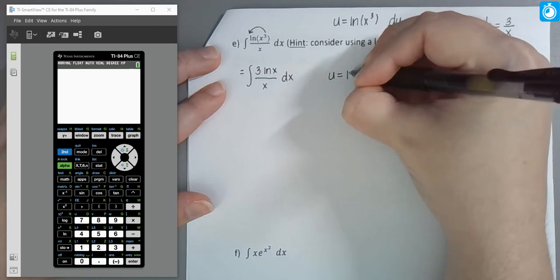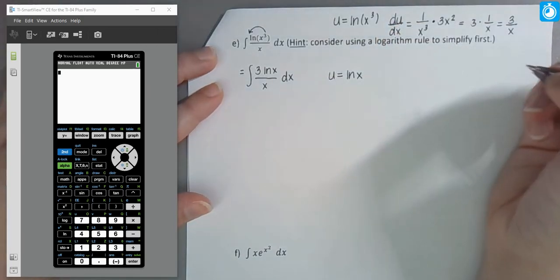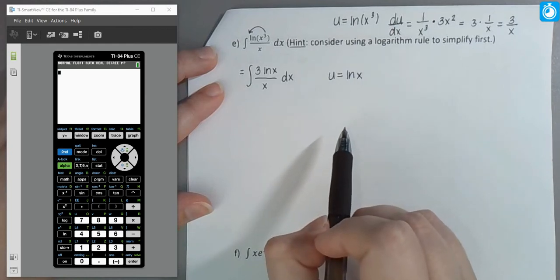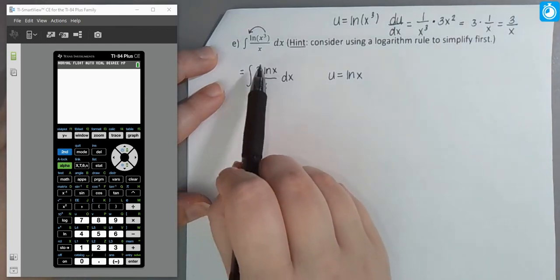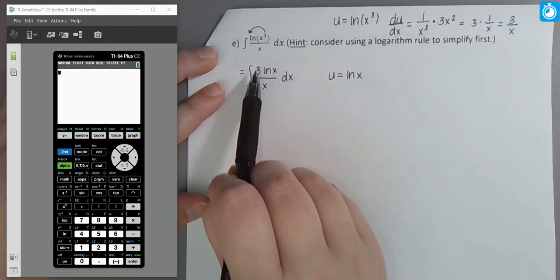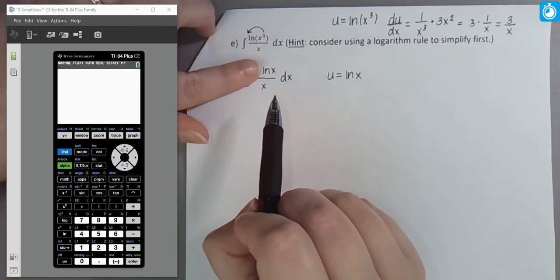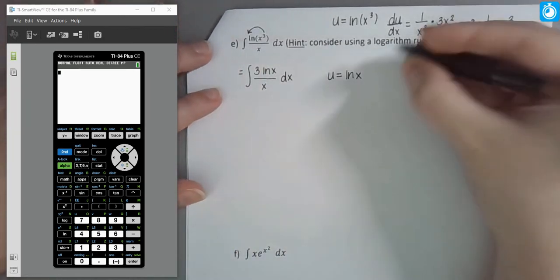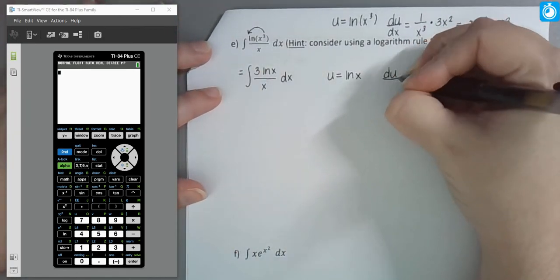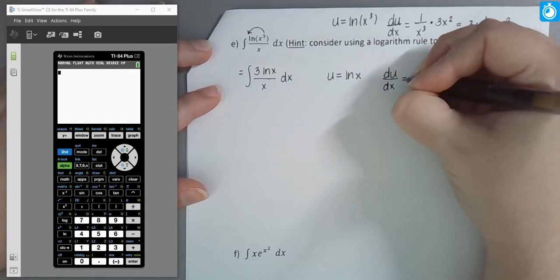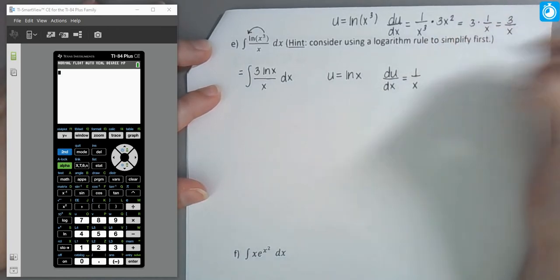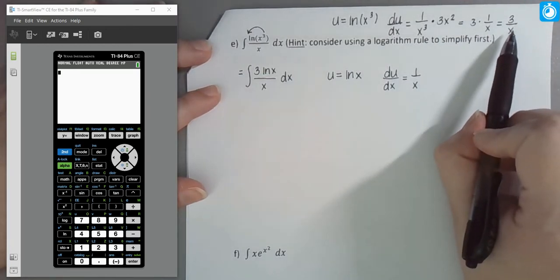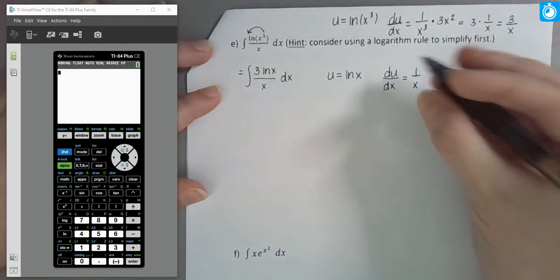So I'm going to allow u to be the natural log of x. And again, why can I do this? Well, I know this function has a derivative of 1 over x, and I see a 1 over x right here. I see technically a 3 over x, but if we forget about the 3, we can just think of it as 1 over x and then a multiple of that. So that means du dx is going to be 1 over x. Okay, so similar to what we had above, just differing by that constant 3.